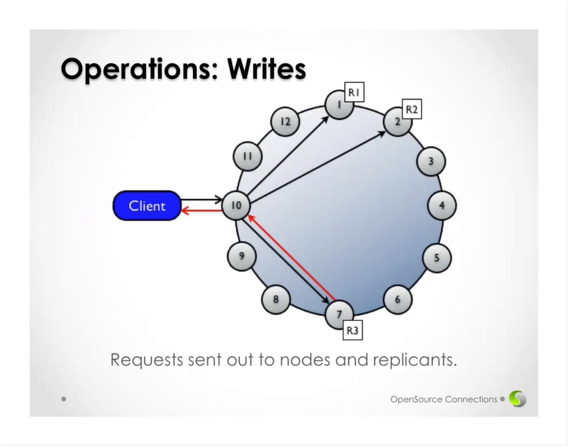So let's talk about writes. A client from the outside would make a request against any particular participant inside the Cassandra cluster. So we hit node 10. Node 10 says, hey, I know where that row key that you're talking about is, and it should be written to nodes 1, 2, and 7, based on the information I have. It sends a request to all of them to write it. And then it gets a response back. It tells the client, we're good, it's written.